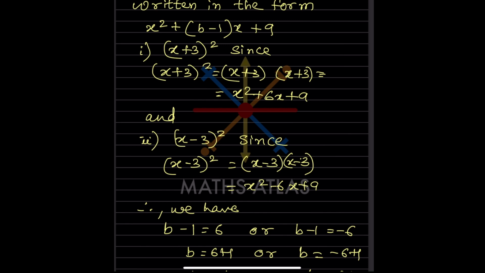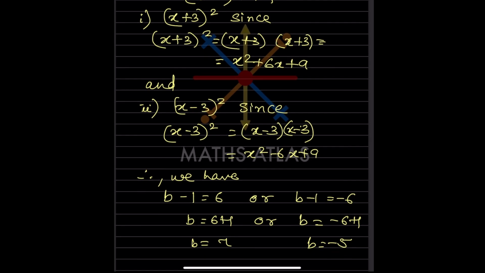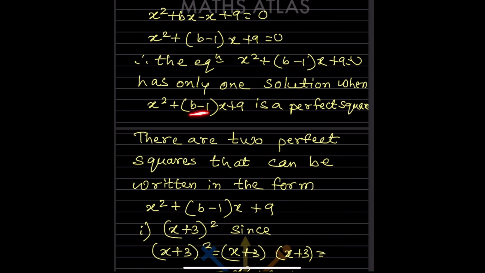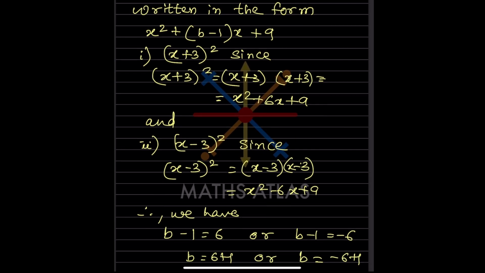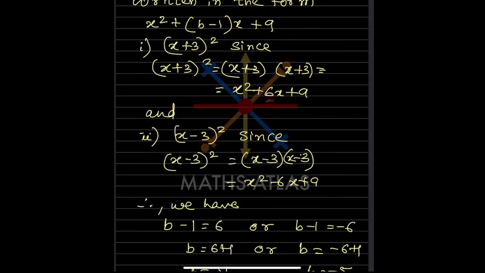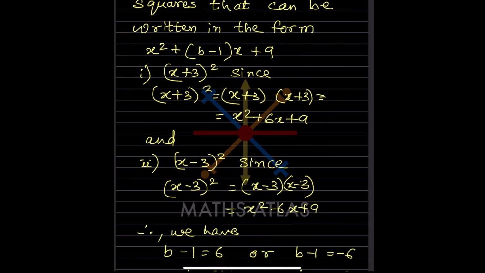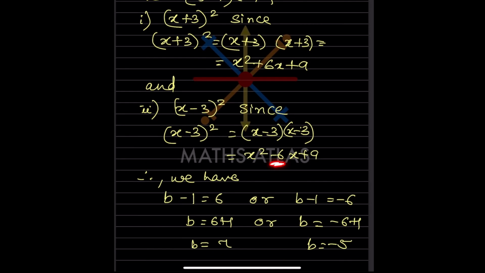So now what do we have? When you compare b minus 1 with this one, what we can see here is b minus 1 is 6. Or b minus 1 is minus 6 when you compare both of them.